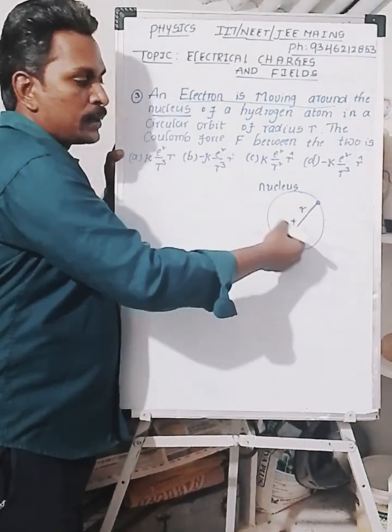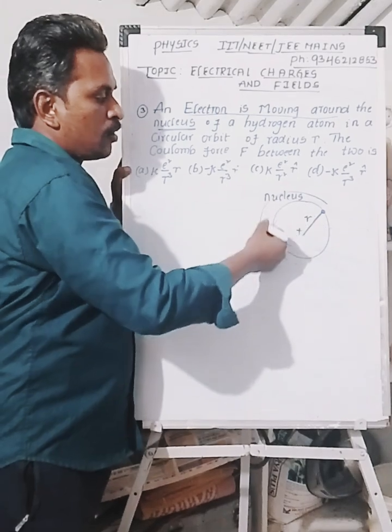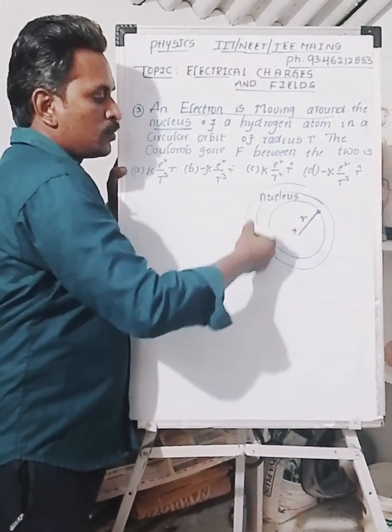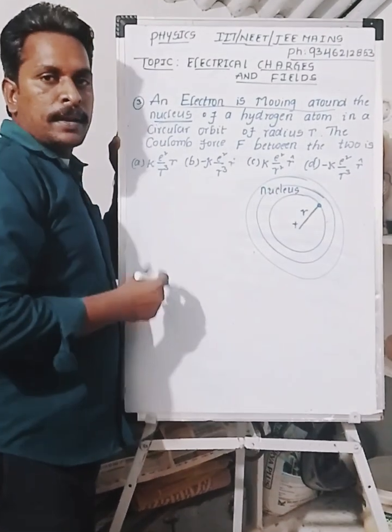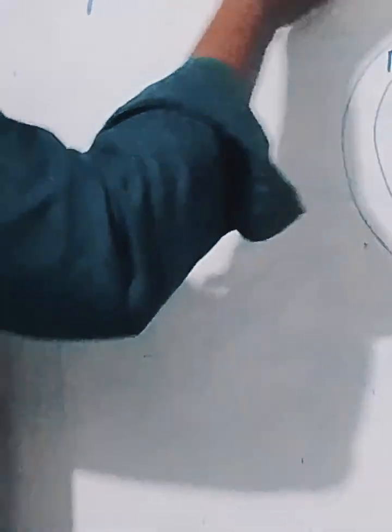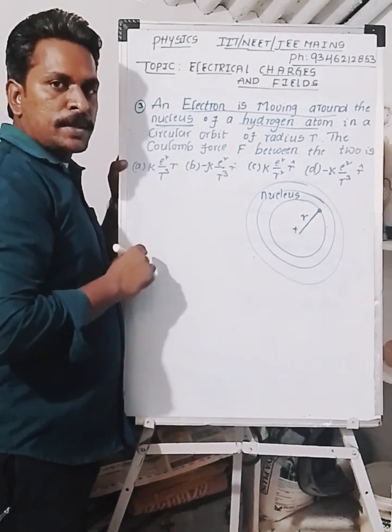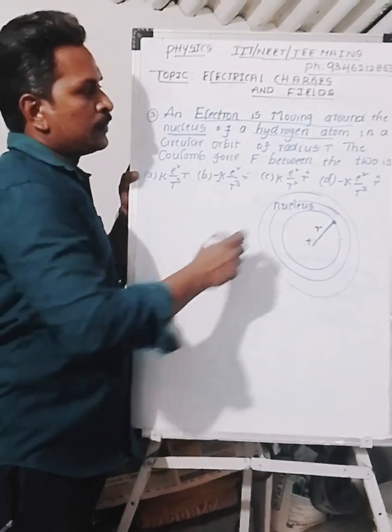Where do you look at the electrons? There are several orbits, which we call the K shell, L shell, M shell and N shell. In a hydrogen atom, how many electrons will be there? That is 1 proton and 1 electron.